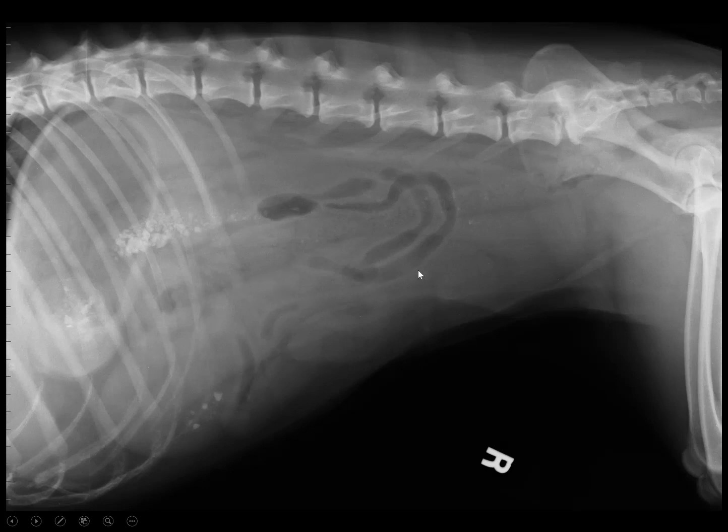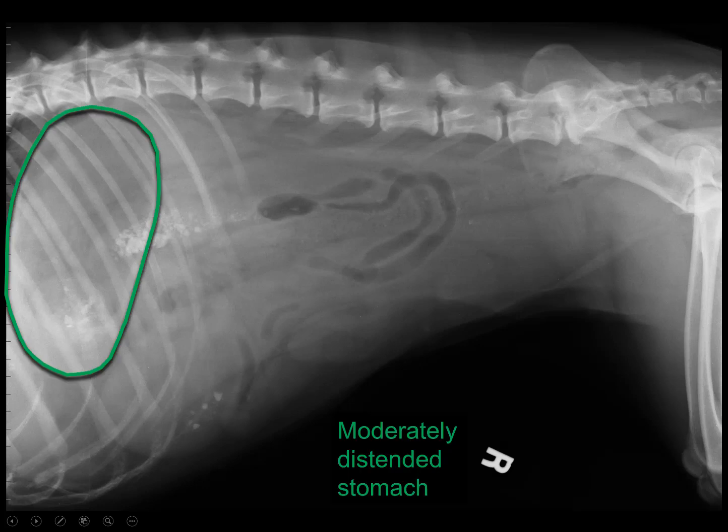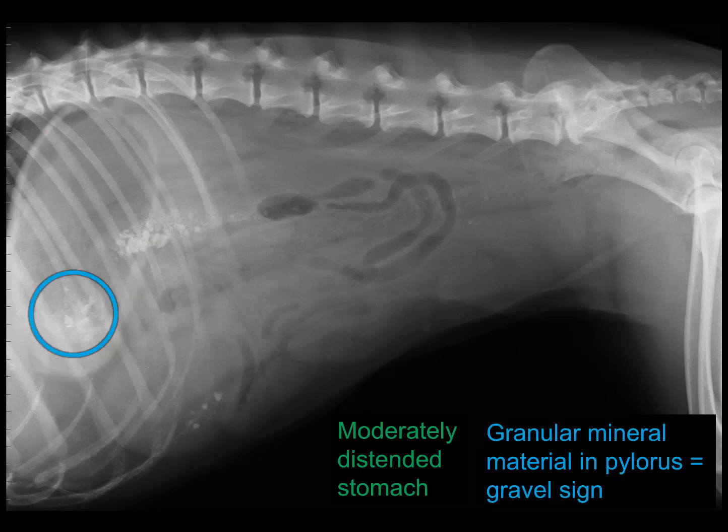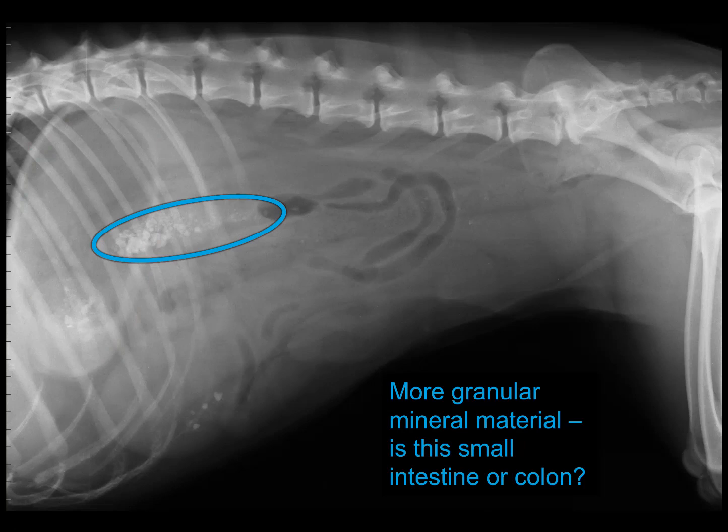So you got this big fluidy tube all the way through there, which is way bigger than any of the other intestinal segments and is not running the right way to be the colon, especially when I see that I can account for most of the descending colon here. So go back through: distended stomach, gravel signs, there's a material in the pylorus, and there's, again, our gravel that is associated with this big distended loop.